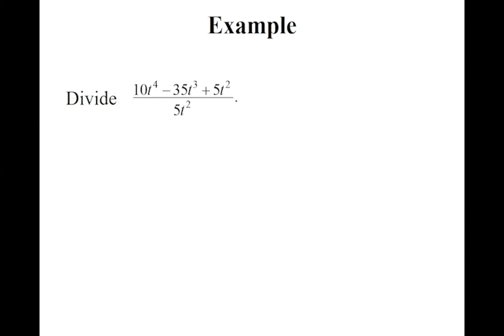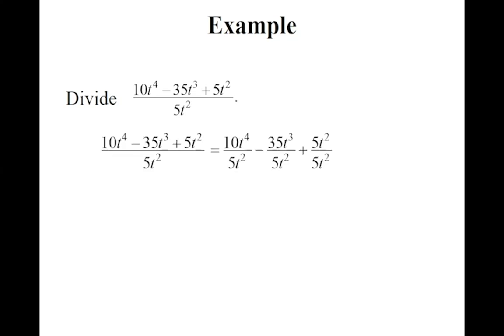Let's divide 10t to the 4th minus 35t cubed plus 5t squared by 5t squared. So we divide each term by 5t squared. The 10t to the 4th divided by 5t squared minus the 35t cubed divided by 5t squared plus the 5t squared divided by 5t squared. 10 divided by 5 is 2. 35 divided by 5 is 7. 5 divided by 5 is 1.